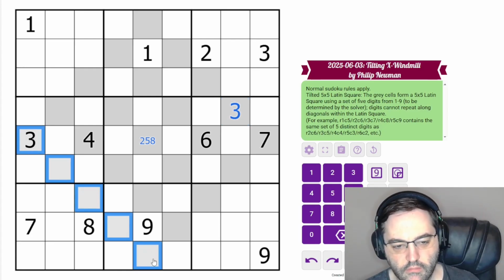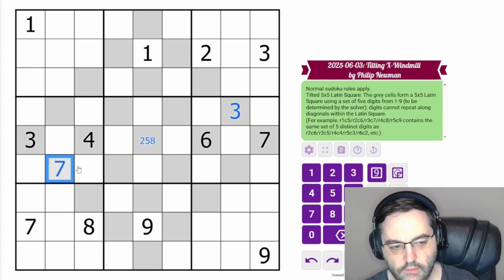7 down here. Can't go in this cell because of the Latin square. This cell, the row, this cell, the box. So this is 7.